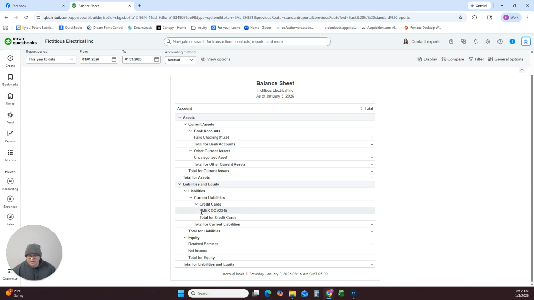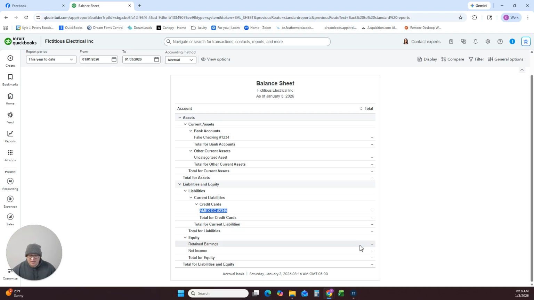Liabilities, current liability. Here's the fake Amex card I put on here. So whatever your balance is on the card should be reflected. Let's just say that F-150, you've got a loan on it. So you'd have a notes payable for an F-150, and then you'd have the balance of that on here.